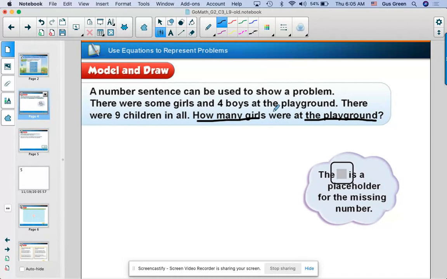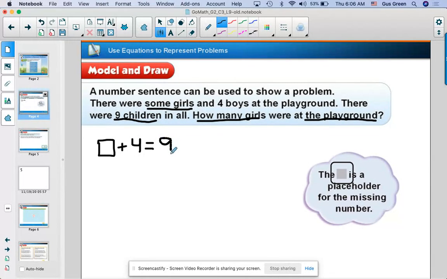So that's the part that we really don't know. So let's go ahead and put this right at the beginning. We're not sure how many girls. And then let's go back and read through the sentence. We know there were some girls, we're just not sure how many, and 4 boys, and 9 children in all. So we would have to add the boys to the girls to find out how many children in all. And if you look at the problem, you know how many children in all because it says it right here, 9.